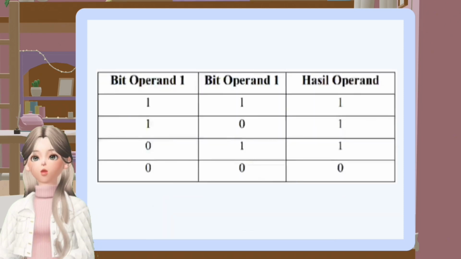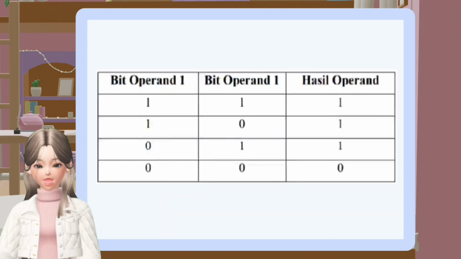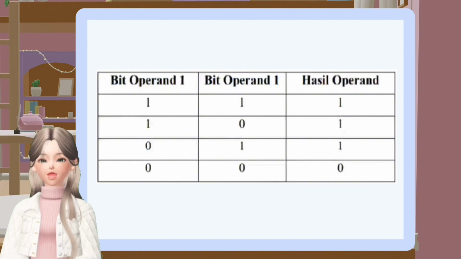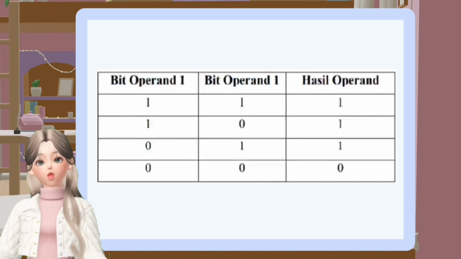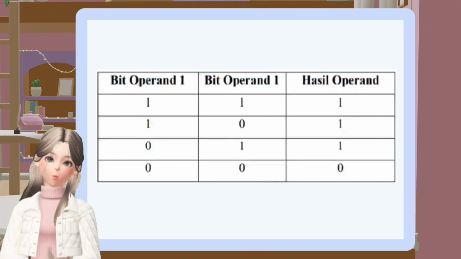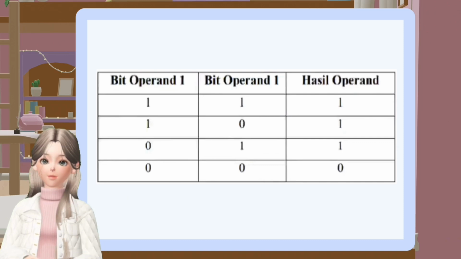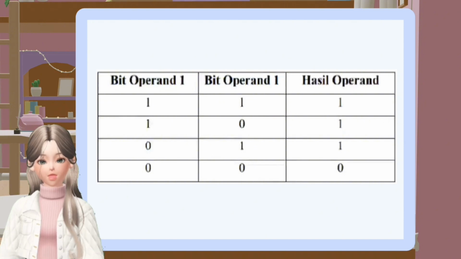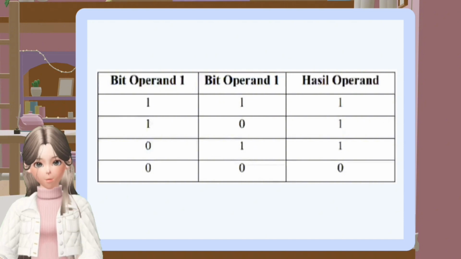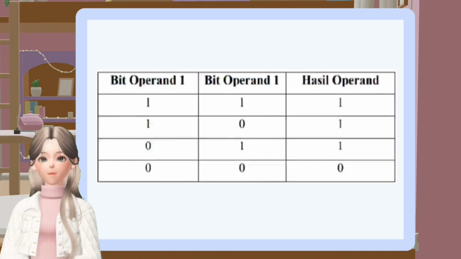The truth table for an OR gate shows four possible combinations of input values. If X equals 1 and Y equals 1, then Z equals 1. If X equals 1 and Y equals 0, then Z equals 1. If X equals 0 and Y equals 1, then Z equals 1. If X equals 0 and Y equals 0, then Z equals 0.